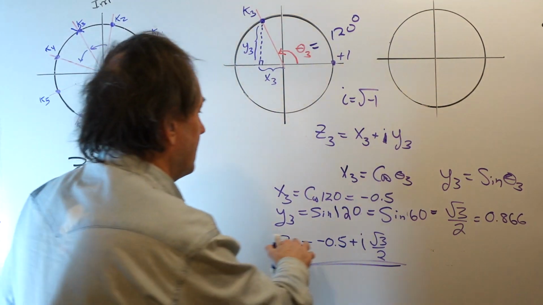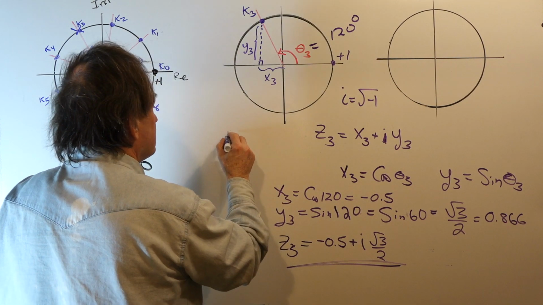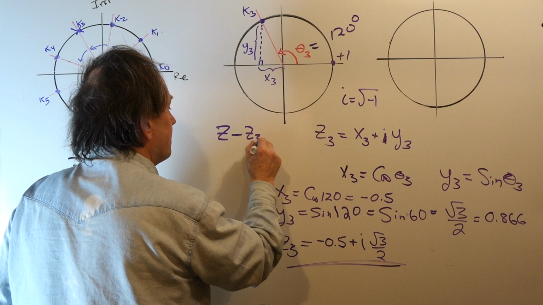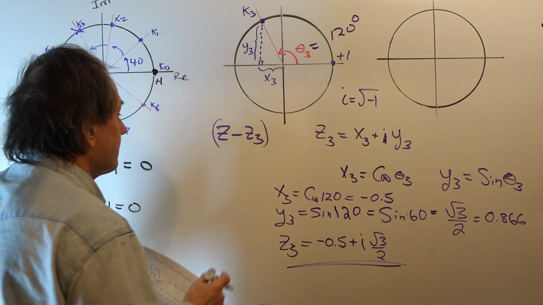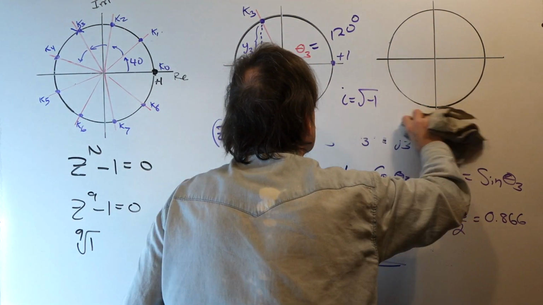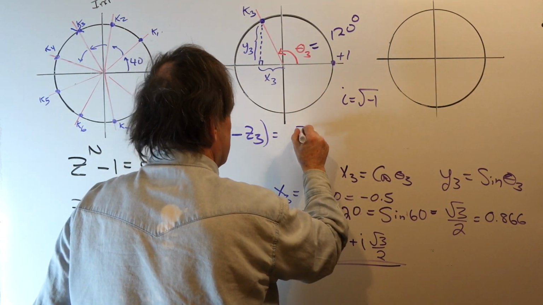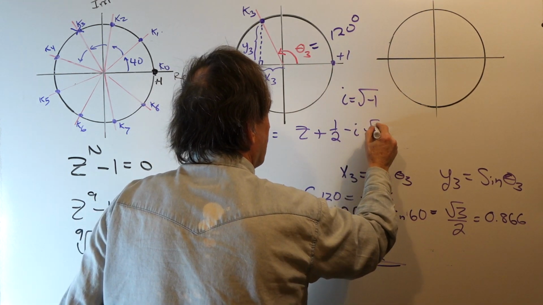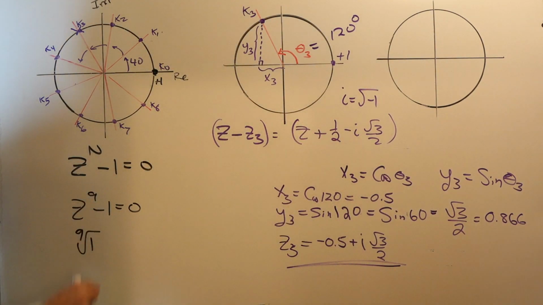And this corresponds to the factor. If we were to factor it out of this equation, this would be the factor z minus z3. Putting this in, this would be z plus 1/2 minus i square root of 3 over 2. This is a factor of this equation.